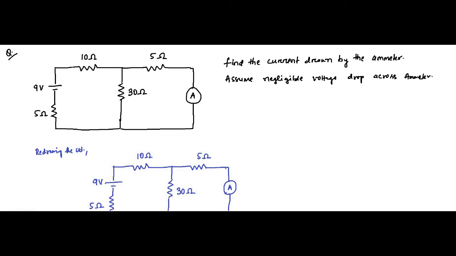Hello friends, so we are here again with another question on KVL and KCL application. The circuit diagram is given and we have been asked to find the current drawn by this ammeter which is connected here, and it has been given that we assume negligible voltage drop across the ammeter. Okay, so we have redrawn the circuit here.